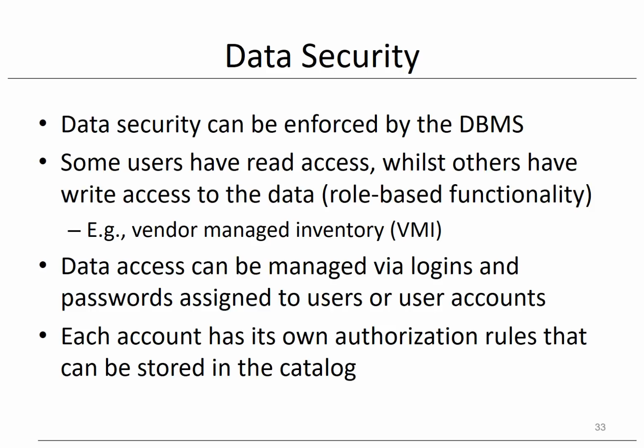Consider the example of vendor-managed inventory, or VMI, where a company can get access to inventory details of its downstream supply chain partner. Using the right security policies should enforce that only read access is provided and no information from competitor products can be retrieved. Data access can be managed via logins and passwords assigned to users or user accounts. Each account has its own authorization rules that can again be stored in a catalog.